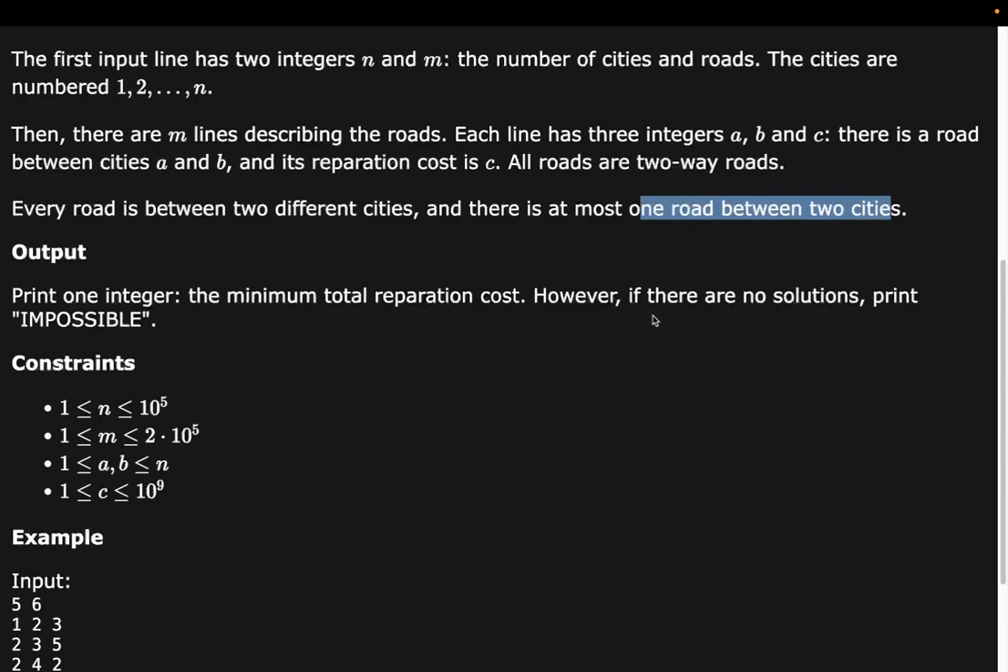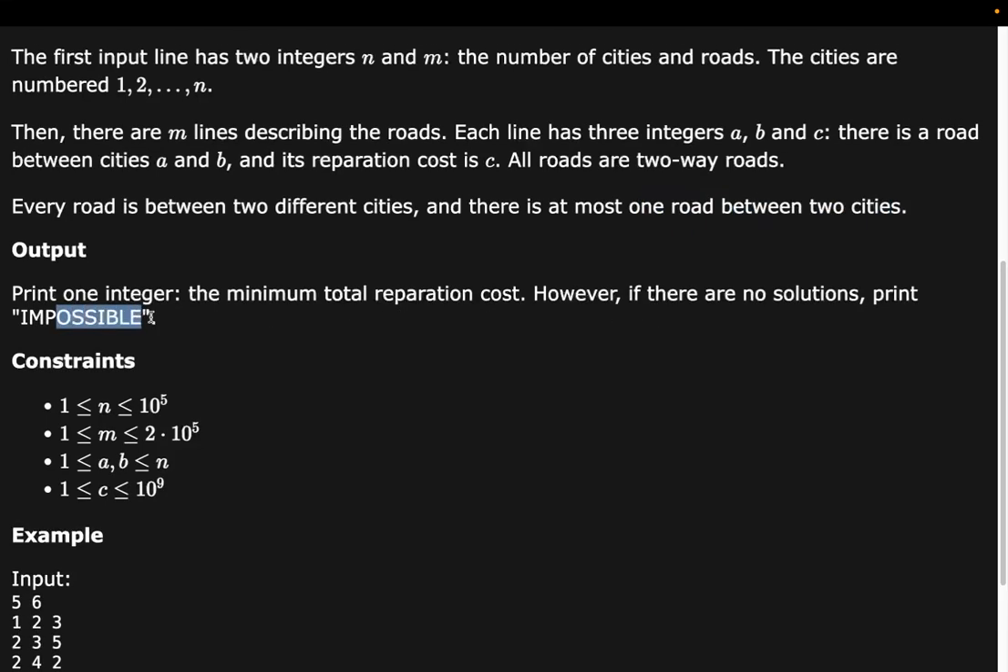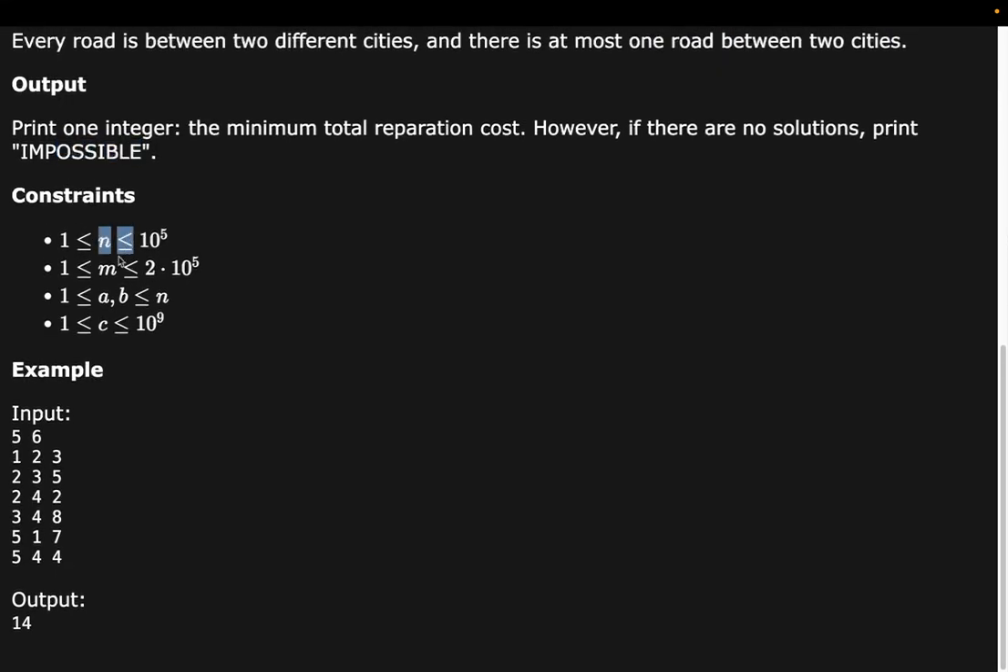However, if there is no solution, you need to simply print impossible. The number of nodes and roads are of the order of 10 to the power 5. Nodes are numbered 1 to n and the reparation cost can go up to 10 to the power 9. So this is the input given to you.